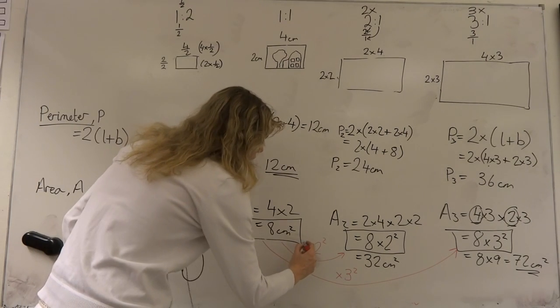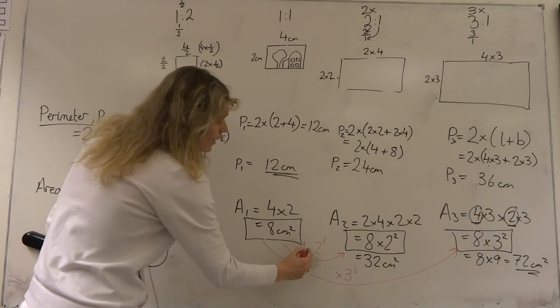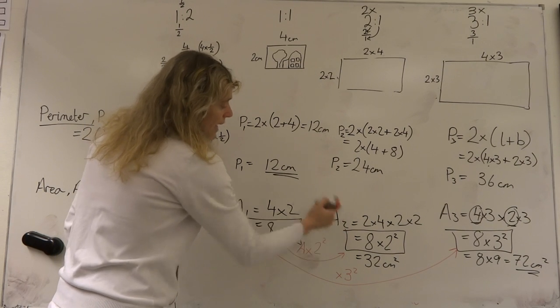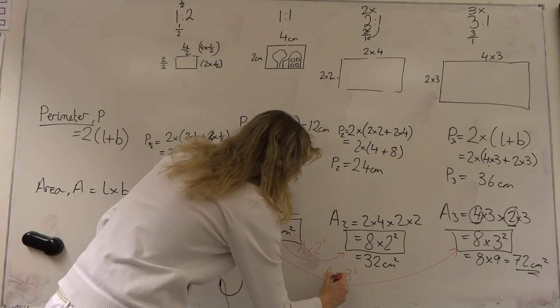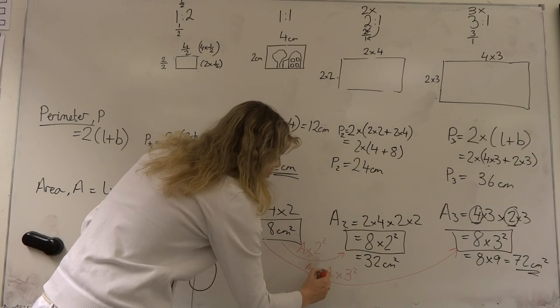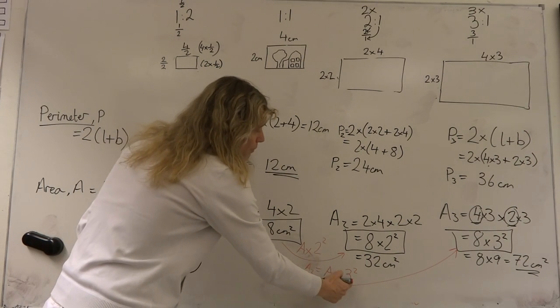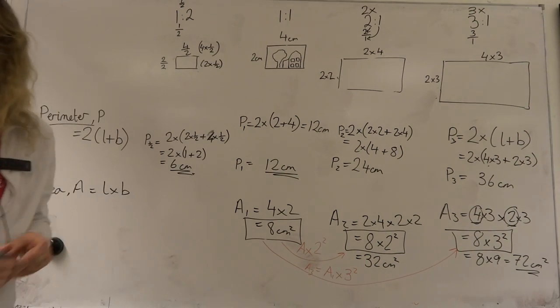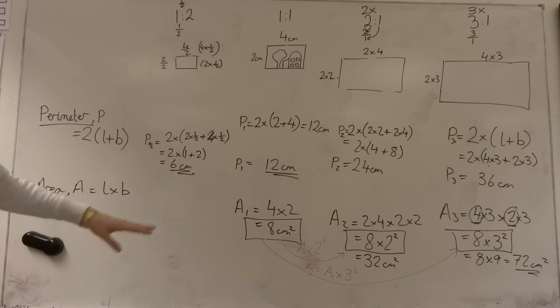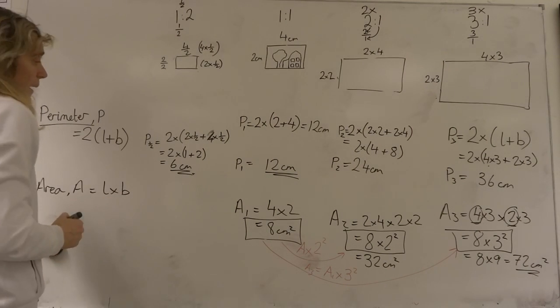So here we had the original area A1, multiplied by 2 squared, gave us A2. And for A3, we had the original area A1 multiplied by 3 squared. So what happens then if we are doing a scale down reduction? What would we expect to happen?